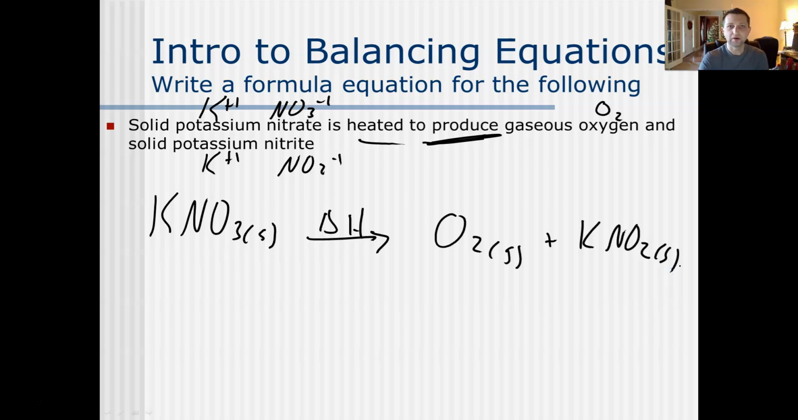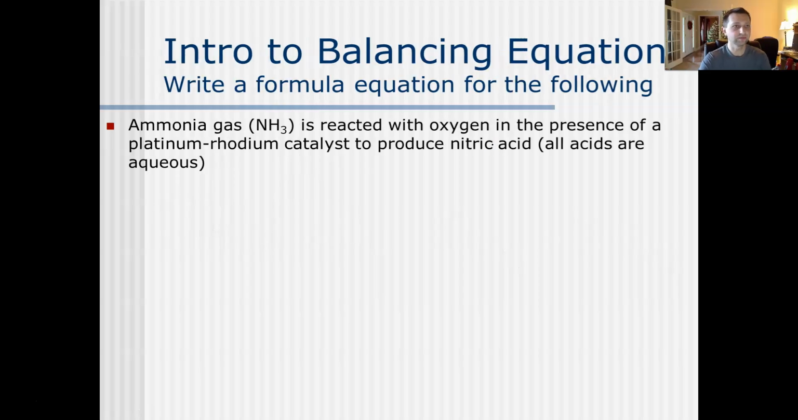From there we would actually balance this, which I'll do with a different one later. But that's the starting point here. So write your equation and then you go about balancing it. This is really step 1 of every problem we do for the entire unit now. So we'll get the hang of it.